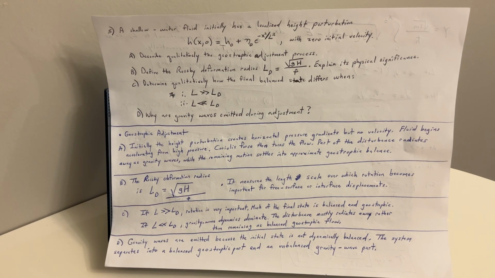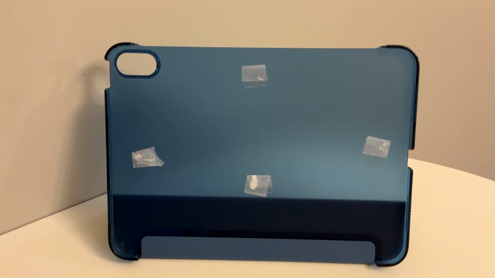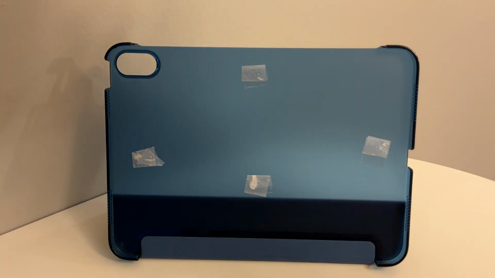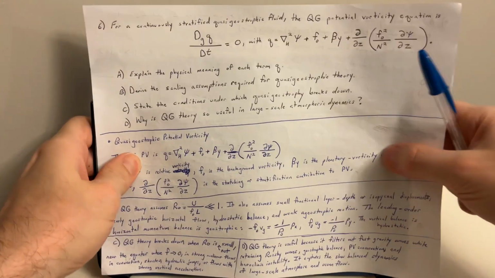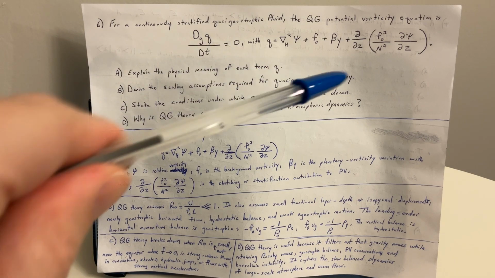Part D, canonical again. Why are gravity waves emitted during adjustment? Gravity waves are emitted because the initial state is not dynamically balanced. The system separates into a balanced geostrophic part and an unbalanced gravity wave part. So that's number 5. And now we can move along to number 6. Number 6 here is for a continuously stratified quasi-geostrophic fluid. The QG potential vorticity equation is given here.